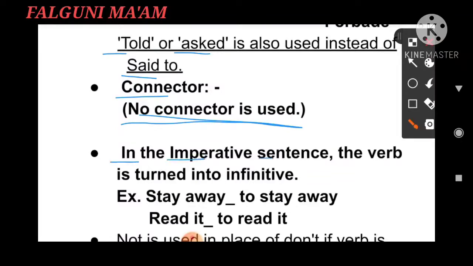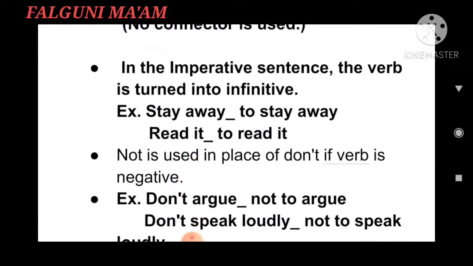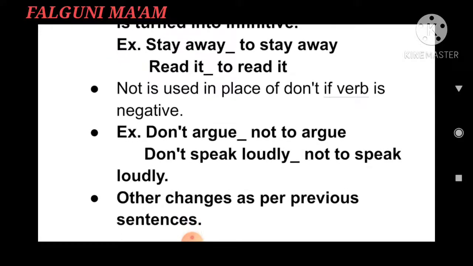In the imperative sentence, the verb is turned into an infinitive. For example, stay away converts into to stay away, read it converts into to read it. So, here the verb stay away or verb read becomes an infinitive. Infinitive, that is, verb with to, like to visit, to play. So, whenever you have a sentence that starts with stay away, and when you convert it into indirect narration, it converts into to stay away. So to is, in one sense, your connector also.